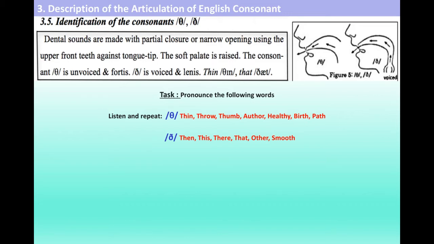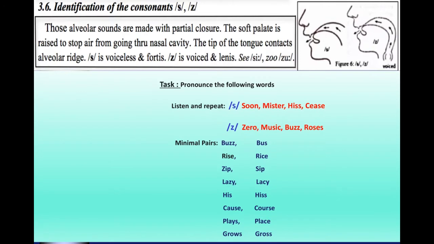Pronounce the following words. Listen and repeat. Th, thin, throw, thumb, author, healthy, birth, path. The, then, this, there, that, other, smooth, not smooth. Identification of the consonants s and z.